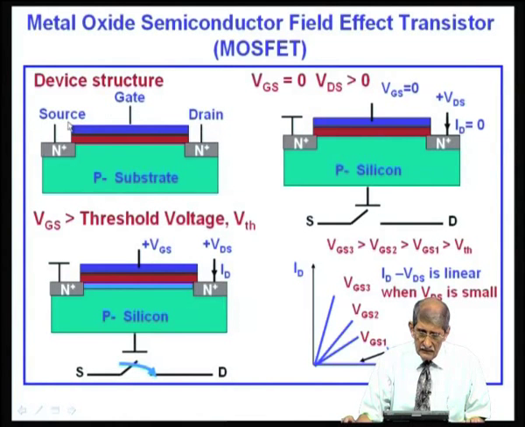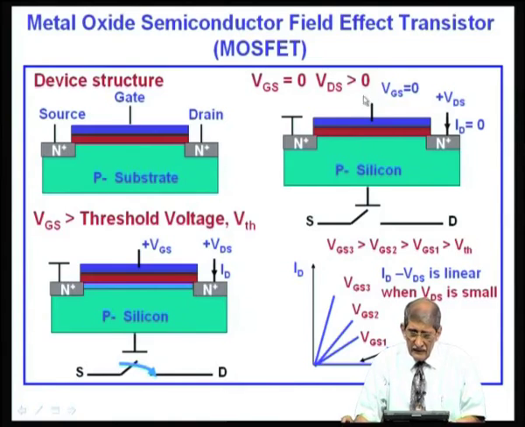This is just a structure. I am showing what happens when you apply a bias. Supposing I do not apply any voltage to the gate, this is called the gate, with which I can control the current flow. Source, gate, drain. Gate is for controlling the current flow between the source and the drain. Okay, how it happens we will see soon.